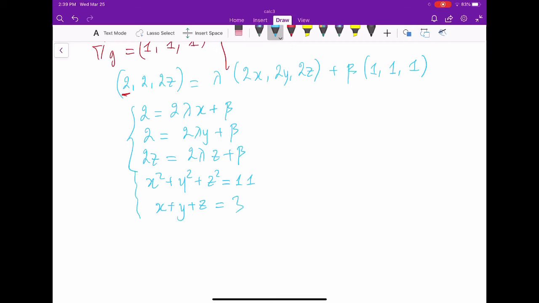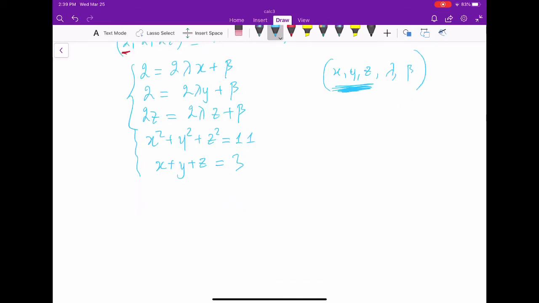You have a system of 5 equations and 5 variables, x, y, z, lambda, and beta. Solving this system, you get x, y, z, lambda, and beta. And of course, you already have x, y, and z in here, right? And that is the point of extrema. Let's solve this system, okay? So let's say that is 1, that is 2, that is 3, that is 4, that is 5.